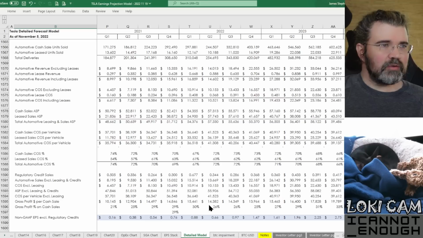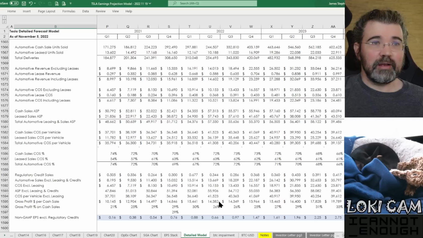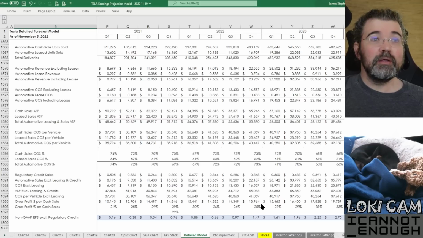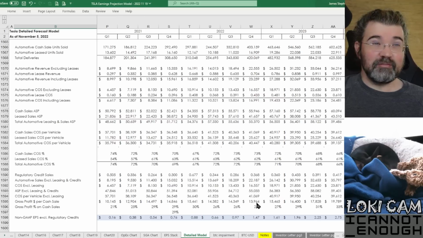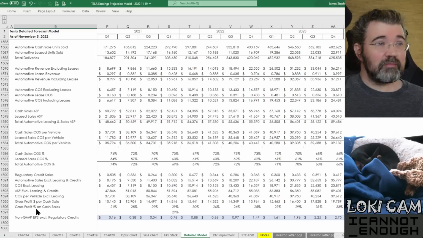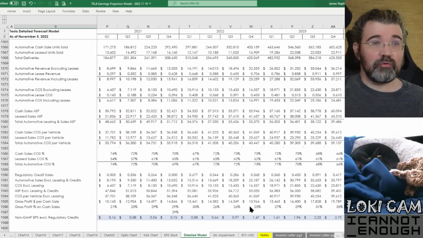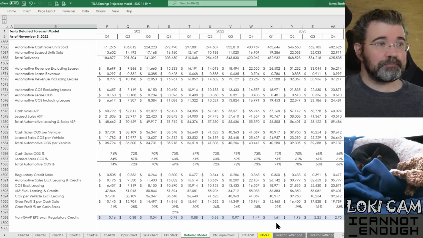Then gross profit dollars per cash sale. This is a good metric to follow. This looks pretty good. I'm not even forecasting very aggressively in Q4. I've got it down versus where it's been for the past 5 quarters of actuals. So gross profit percent on cash sales, in the same range where it's been.